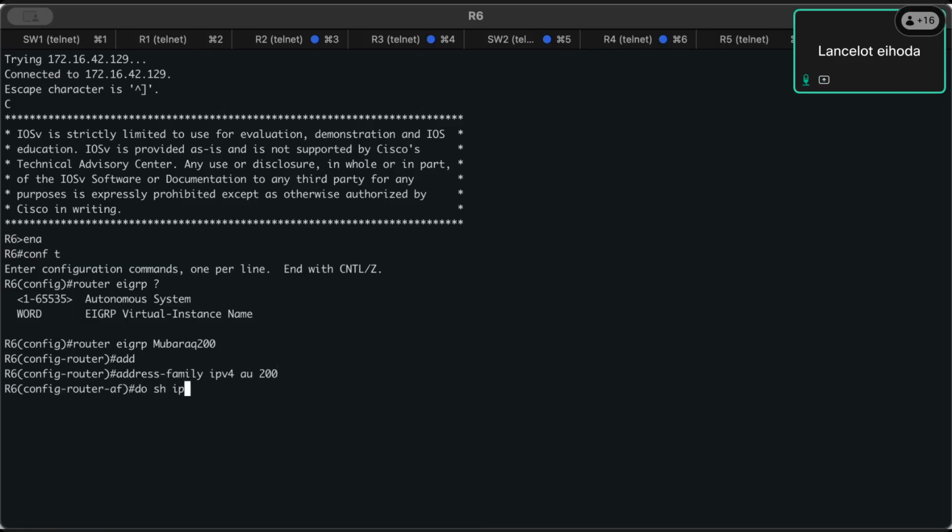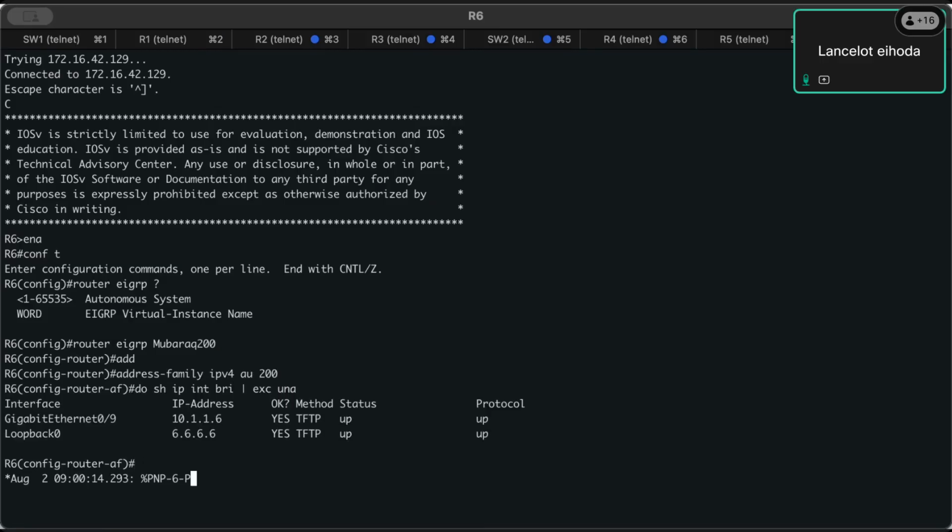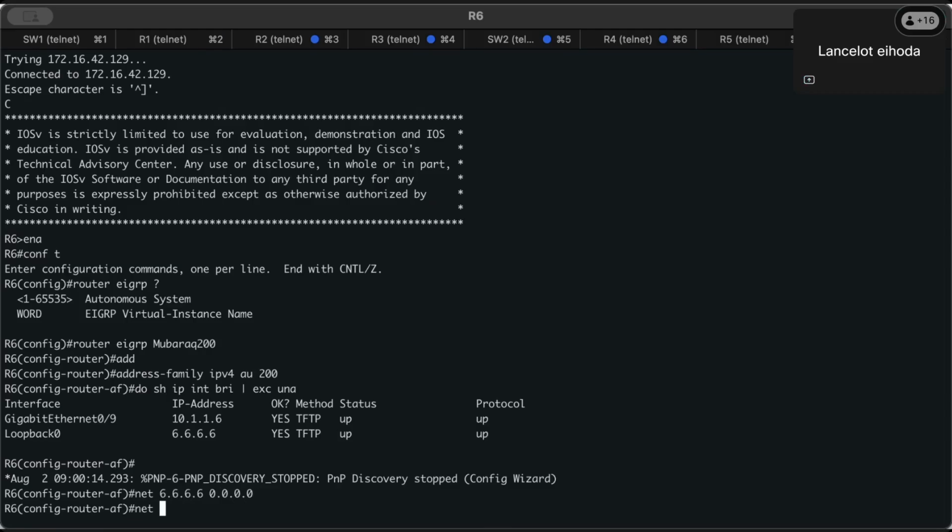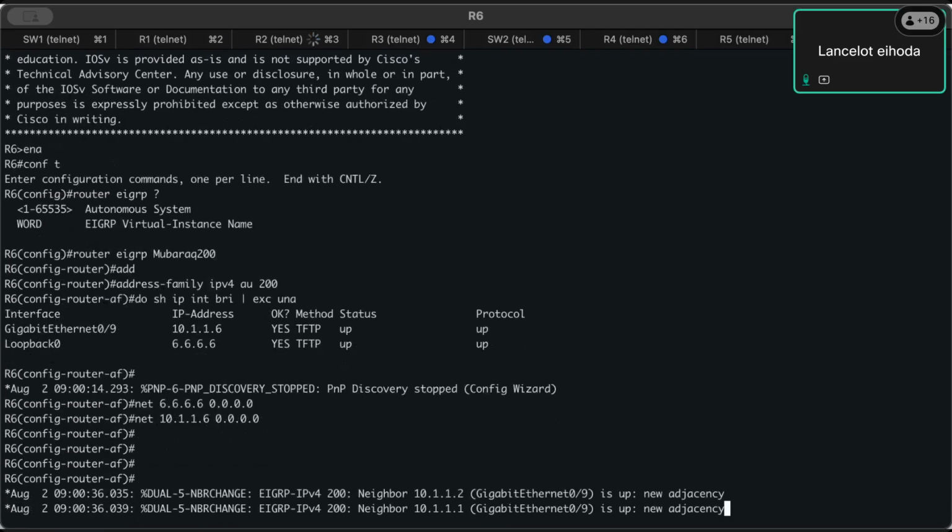If we do a show IP interface brief, exclude unassigned, we just have the gigabit interface. So for the network, you're going to do 6.6.6.6. The other network will be 10.1.1.6. Okay, so the adjacency is up.